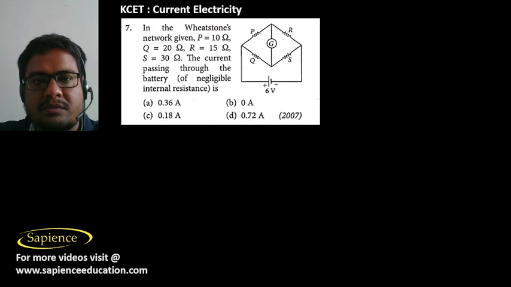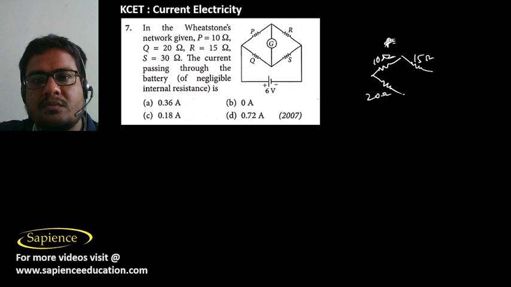Then in question number 7, it is told in the Wheatstone bridge, the Wheatstone network given, P is 10 ohm, Q is 20 ohm, R is 15 ohm and S is 30 ohm. G, this will be 6 volt.